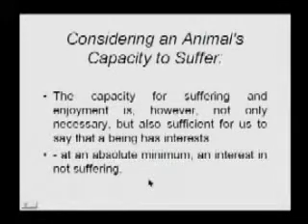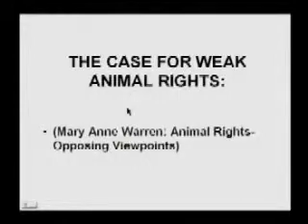Considering an animal's capacity to suffer, beyond these rights, the capacity for suffering and enjoyment is, however, not only necessary, but also sufficient for us to say that a being has interests, at an absolute minimum, an interest in not suffering. So now we can start making some arguments for these animal rights. So the first is a case for weak animal rights. Recognition of rights, and then whether they are strong or weak, is extremely important in setting the stage for what might be acceptable and what might be unacceptable.